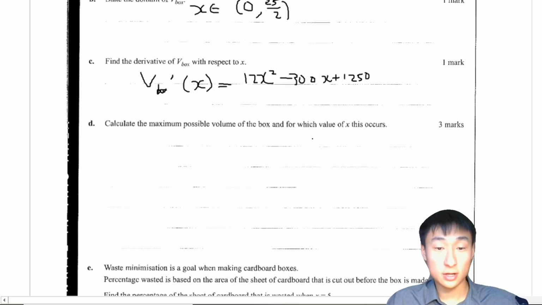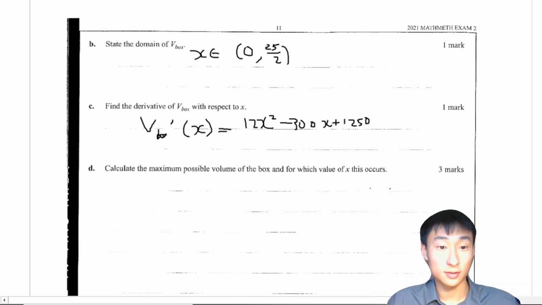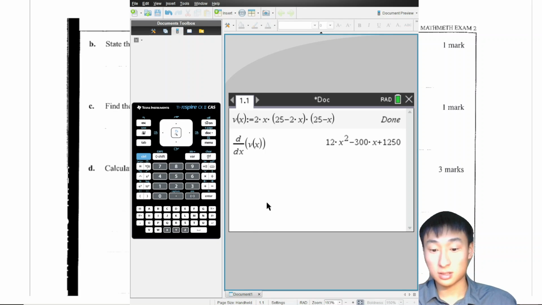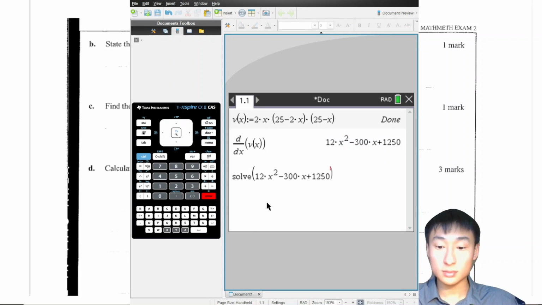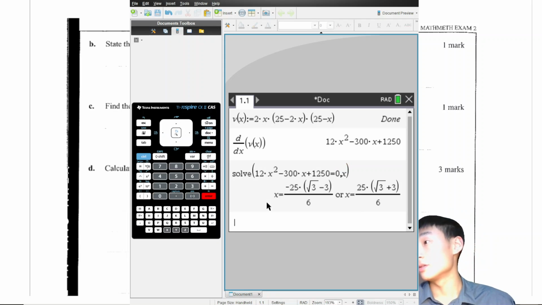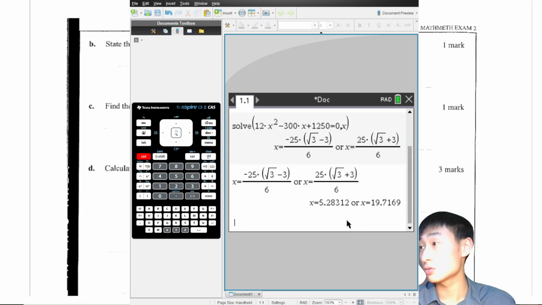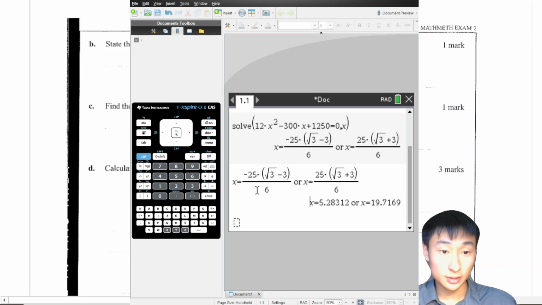Calculate the maximum possible value of the box and for which value of x this occurs. Okay, so again, I'm going to bring back my CAS. That's solve, that is equal to 0. You get x. So x is this value. I'm just going to approximate it to make sure. Well, I know it could be either. Which one is within the domain? This one's not within the domain. This is within the domain. So it will have to be this one here.